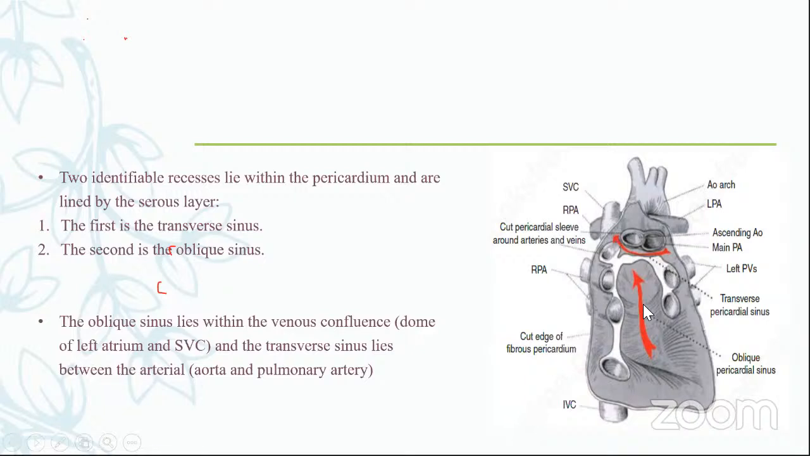This sinus is located behind the left atrium, and it is delineated by the serous pericardial reflection from the pulmonary veins and the inferior vena cava. So the oblique sinus lies within the venous confluence, which is the left atrium and the IVC, whereas the transverse sinus lies between the arterial confluence, which is the aorta and the pulmonary artery.